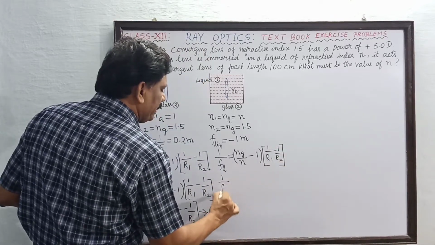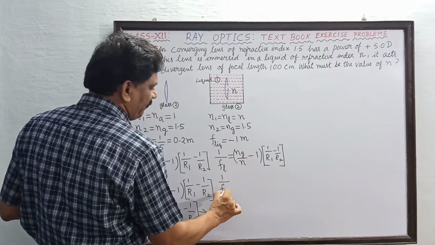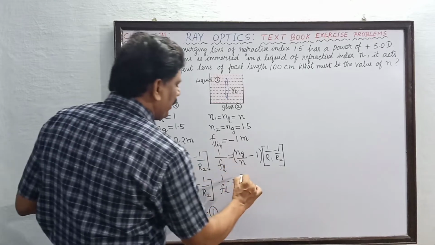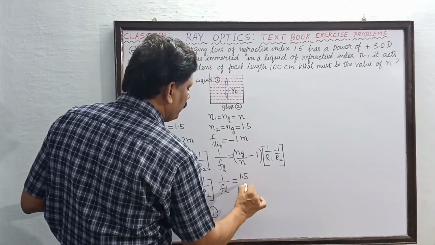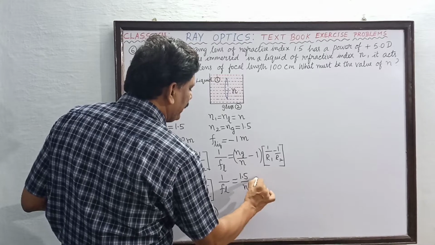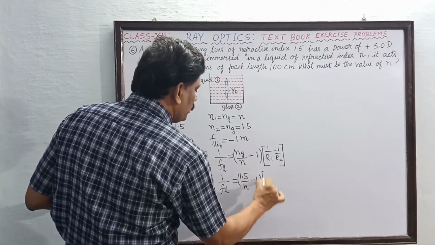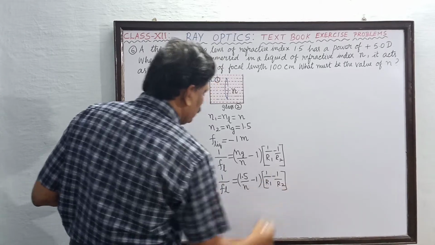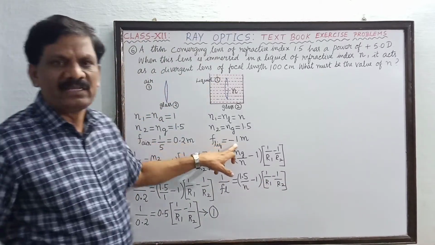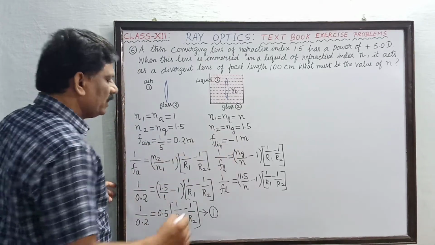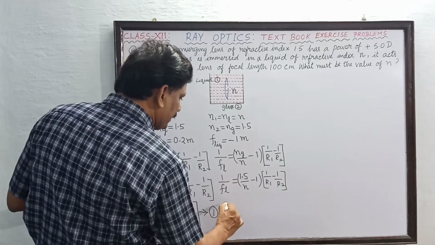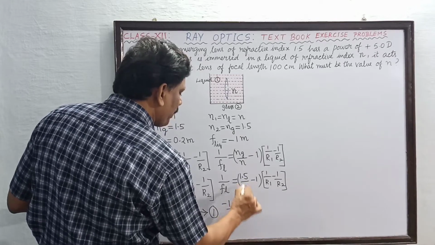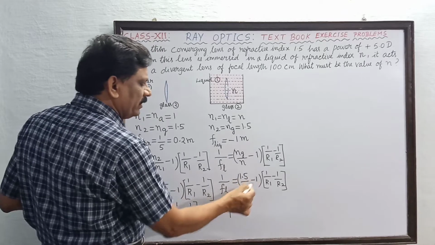Okay, now 1 by FL. So this is now equal to n glass, which is 1.5, so 1.5 divided by n minus 1 into 1 by R1 minus 1 by R2. Now on the left side, FL is equal to minus 1, is it not? FL is equal to minus 1. So on this left hand side, minus 1 by 1 is equal to 1.5 minus 1 divided by n.